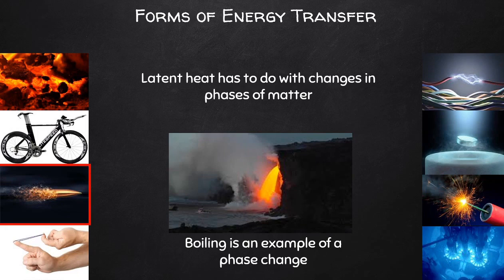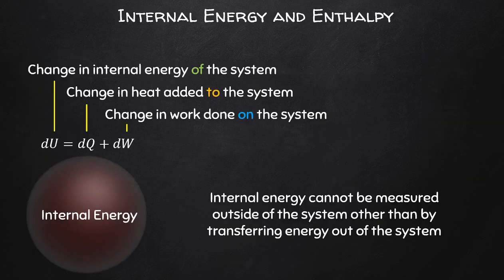How many watts have we added to the system? How much power have we added to our kettle to get it to boil off half of the amount of water that was contained within it? Boiling is an example of a phase change, obviously, and we can measure this indirectly, right? So those are the differences.